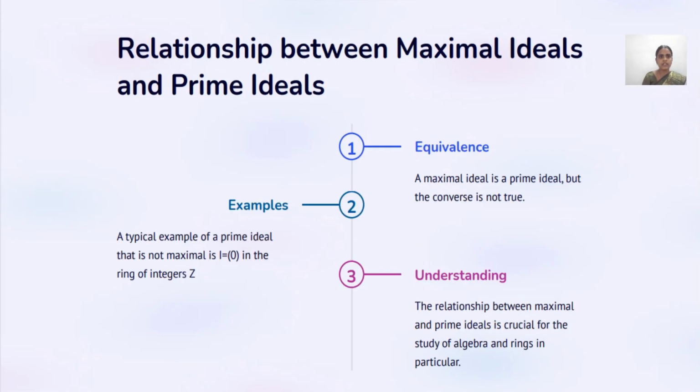The main core of this video is to discuss the relation between maximal ideals and prime ideals. A maximal ideal is a prime ideal, it is always true, but the converse is not true. Here we are going to prove that a maximal ideal is a prime ideal, and also we are going to provide a counterexample that a prime ideal need not be a maximal ideal.